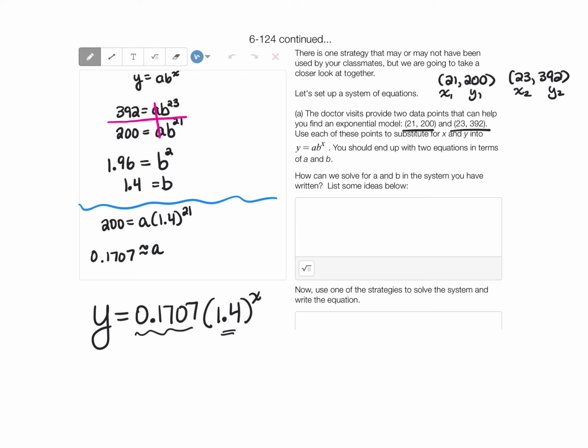Most of the time you're going to be a little more sure about what your start values are. This one's just a little strange.